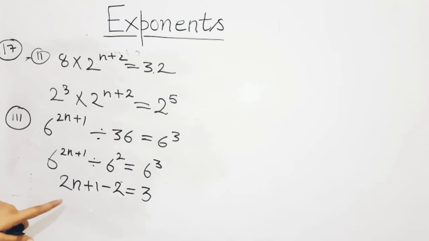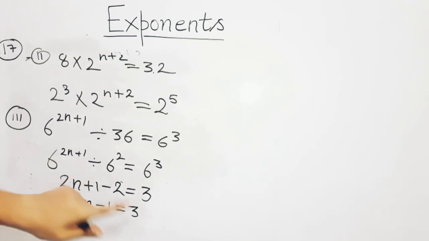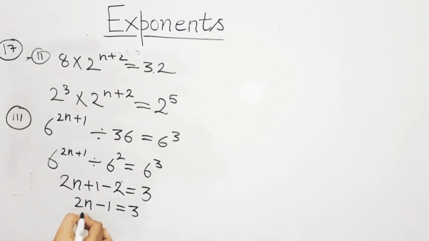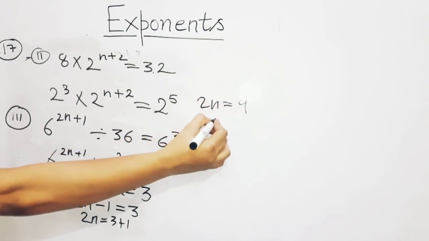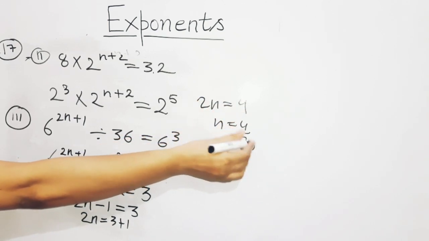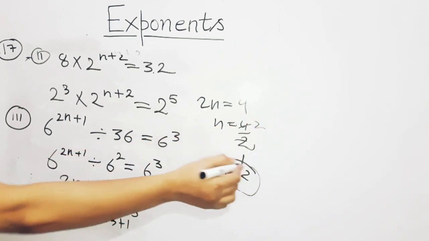Now after this, 2n plus 1 minus 2 is equal to 3. Now plus 1 minus 2: plus minus minus, the sign of the greatest number. So it will be 2n minus 1 is equal to 3. Correct? Now this minus 1, once it goes to the right-hand side, it becomes 2n is equal to 3 plus 1. The next step will be 2n is equal to 4, n is equal to 4 upon 2. So 2 twos are 4. So the value of n is 2.